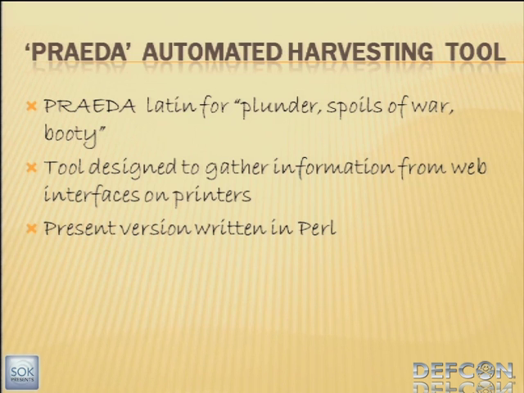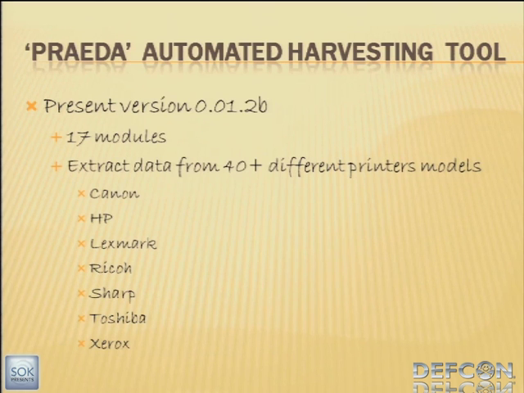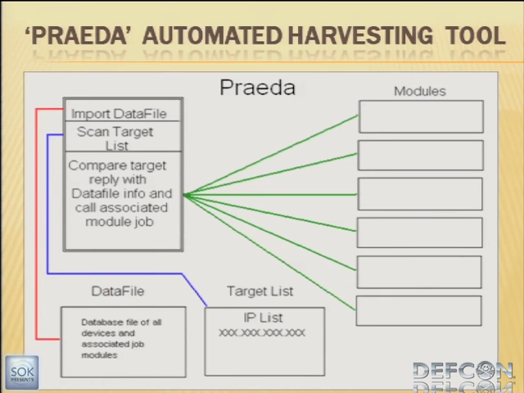The present version is actually written in Perl, version 1.2 beta. We have 17 modules so far, extracting data from 40 plus different printer models: Canon, HP, LEXMARK, RICOH, Sharp, TOSHIBA, and XEROX printers. Simple how the tool works. It's made up of 4 pieces. You have the PRAEDA.pl, which is a dispatcher. You have individual modules designed to go against certain model types. You feed it a target file list, or target list of all the IPs or printers that you want to run this attack against. And you have a data file which does fingerprinting.